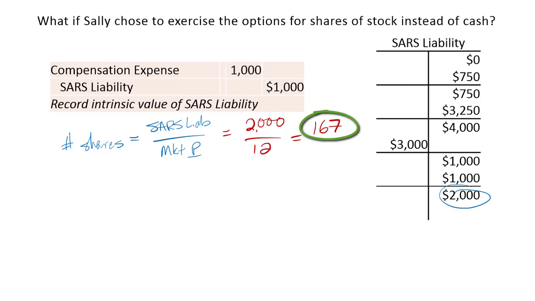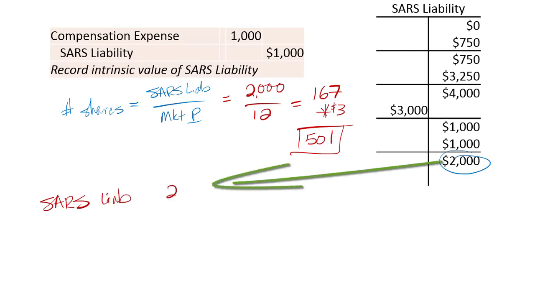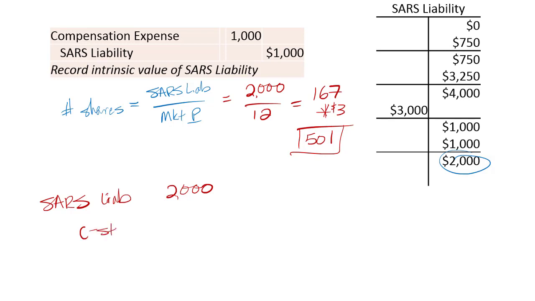Now that I know how many shares I'm going to give to Sally, the next thing is to figure out how to break it down. So I need to put par value into the common stock account. So 167 times 3 is 501. And once I know this number, I'm ready to do my journal entry. So I'm going to debit my SARS liability $2,000. That's the constant between giving them cash and giving them stock. I have to get rid of the SARS liability one way or another. Into the common stock account, I'm going to put that $501. That's the par value. And the rest goes into additional paid-in capital, common stock.